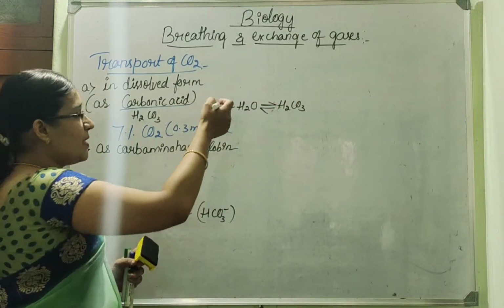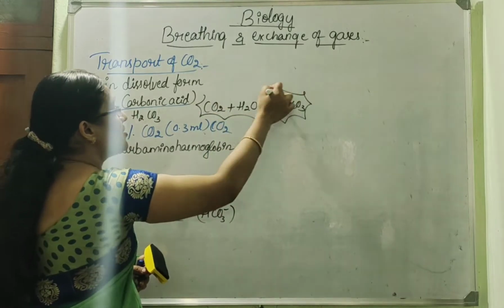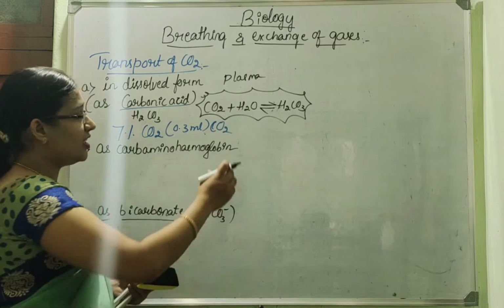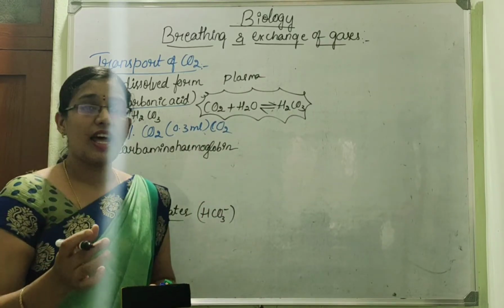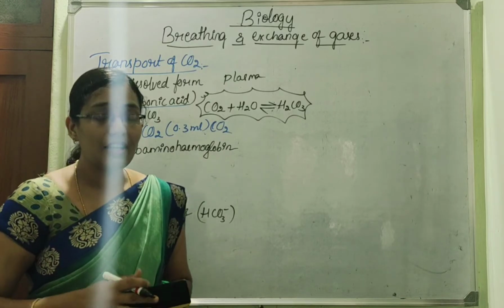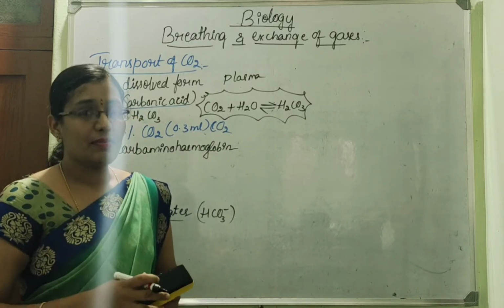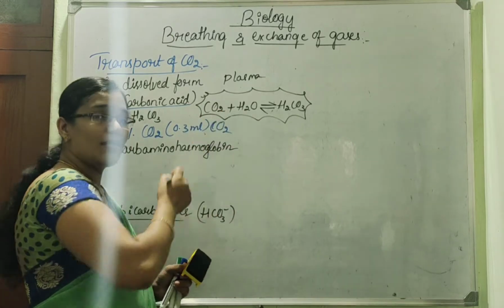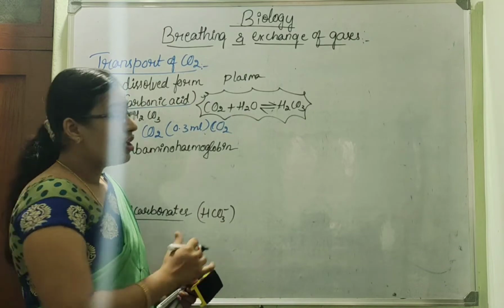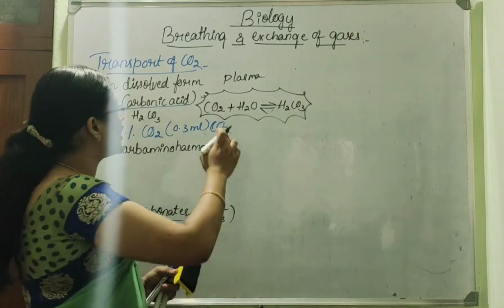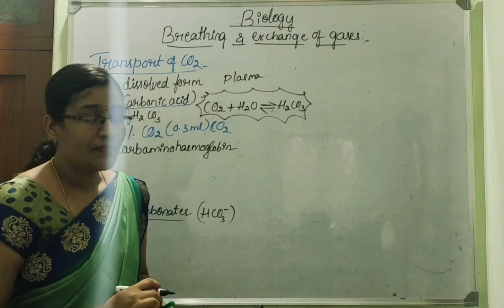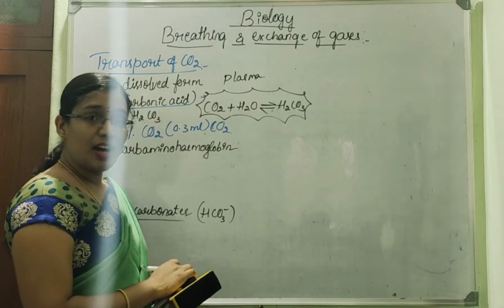And this reaction is taking place inside the plasma. So here what happens, the carbon dioxide which is released from the tissues now dissolves in the plasma. So inside the plasma, this carbon dioxide dissolved in plasma combines with water to form H2CO3, which is called carbonic acid, and it is a reversible process.